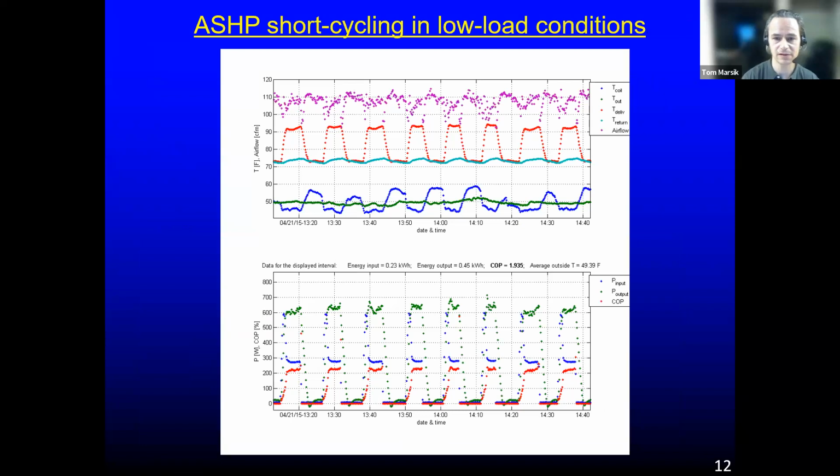And here's an example of the short cycling in low load conditions. That's typically in warmer outdoor temperatures, when the heat demand of the building is too low compared to what the heat pump can supply, even with its lowest compressor speed. Like here on this bottom arm, the thermal output is the green dots. As you can see, it's running for roughly 5 minutes, then it's off for roughly 5 minutes, on for about 5 minutes, off for about 5 minutes. And due to these short cycles, it significantly reduces the efficiency of the heat pump.